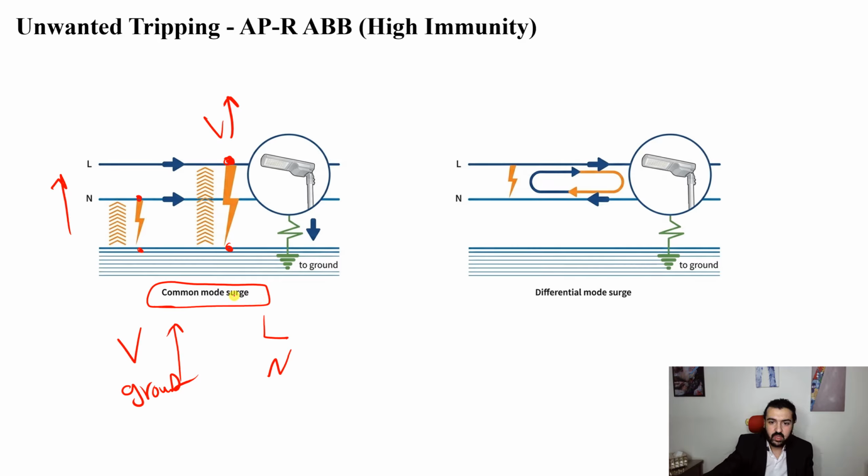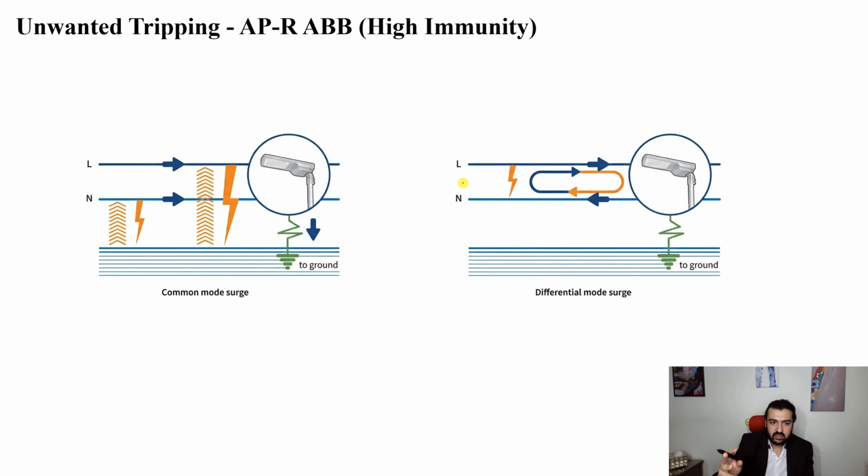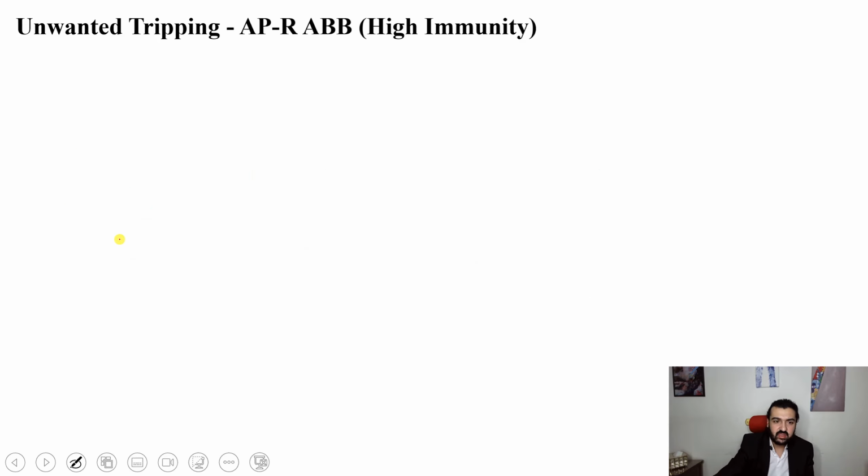Another one is called the differential mode, which is the overvoltage happening between line and neutral. For example, line increased relative to the neutral. Okay, so this is the meaning of this. Now what I care about is common mode surge, in which line increased with respect to ground, neutral increased with respect to the ground. Why does this even happen?